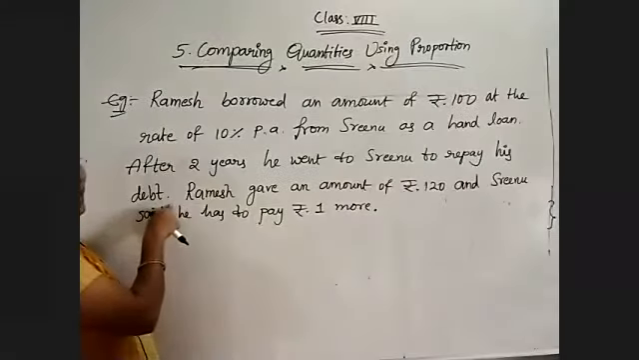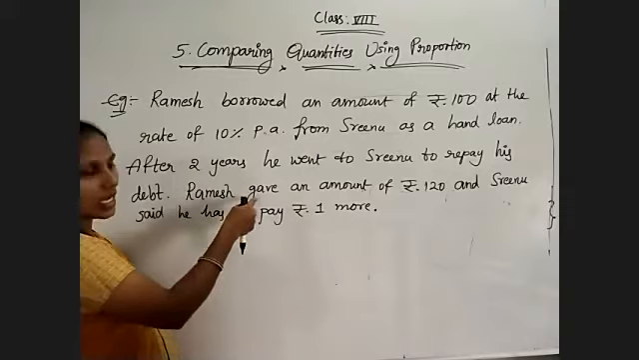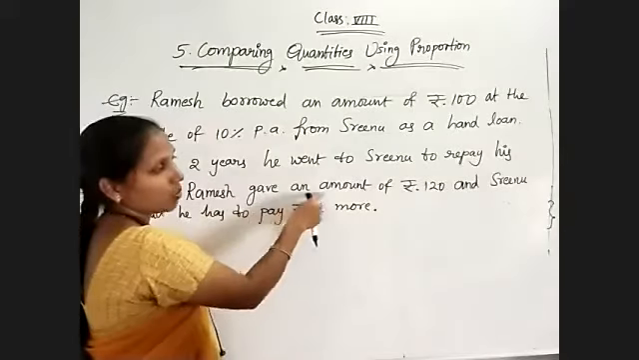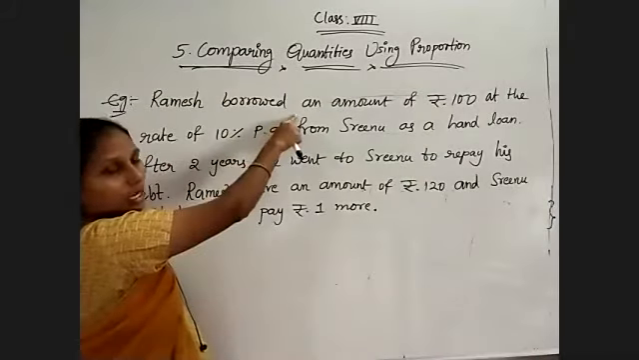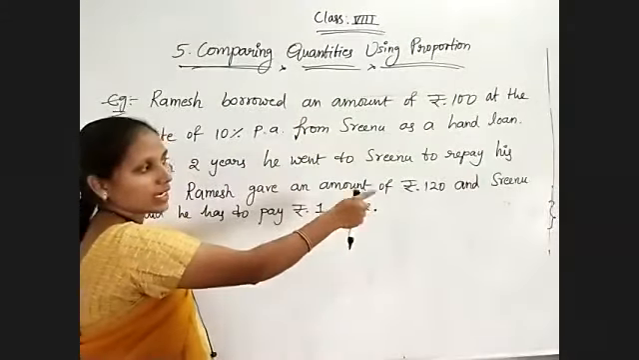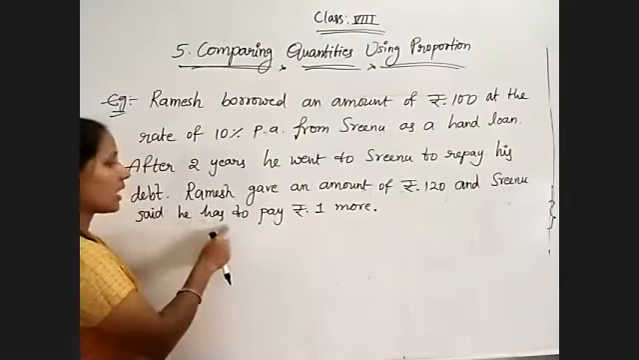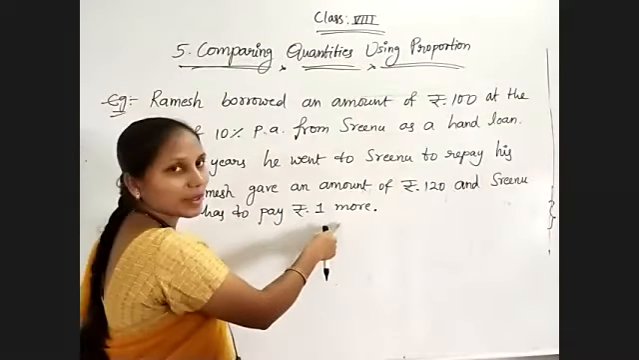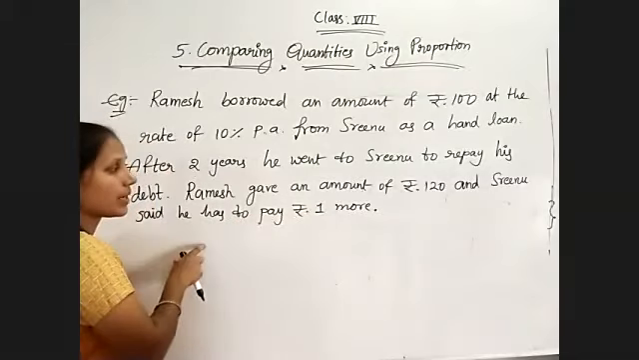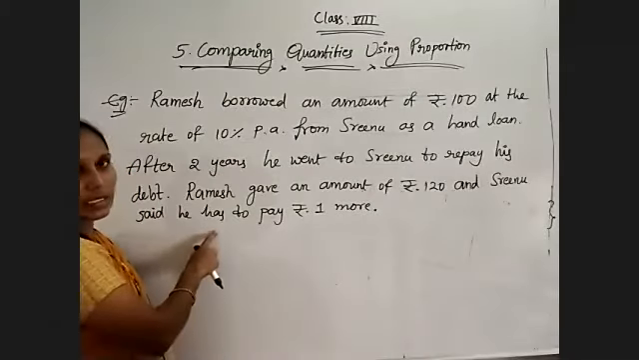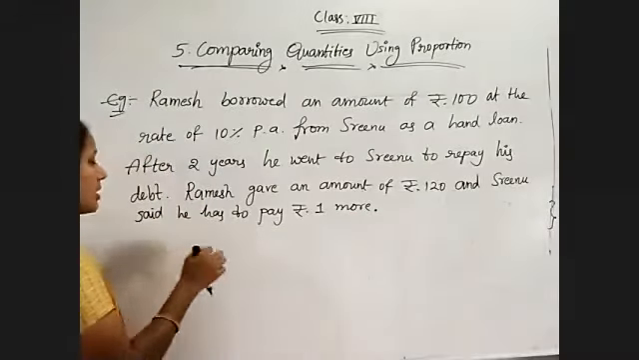Means how much he paid. He took the borrowed amount, and for that he wants to repay his amount. Ramesh gave an amount of 120 rupees. So he took 100 rupees and an extra 20 rupees was added, and he repaid Srinu. But Srinu is saying that he has to pay 1 rupee more. How is it? So for these two conditions, observe how Ramesh calculated the interest, as well as how Srinu calculated the interest.